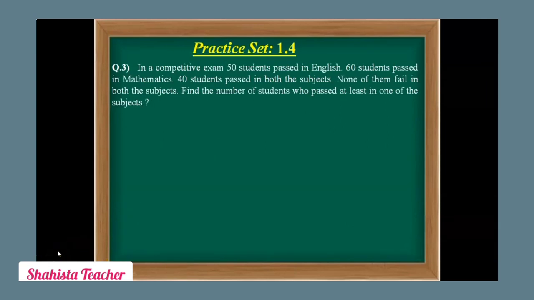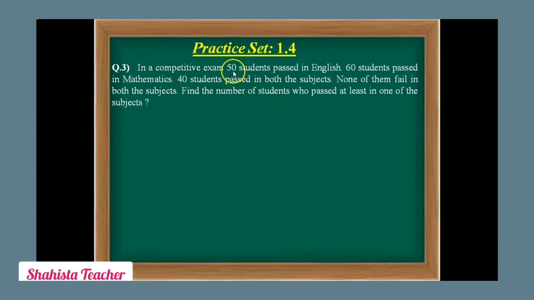Students, let's solve practice set 1.4 question number 3. Here, in a competitive exam, 50 students passed in English, 60 students passed in mathematics, and 40 students passed in both the subjects. That means this is the intersection. 40 students passed both the subjects.